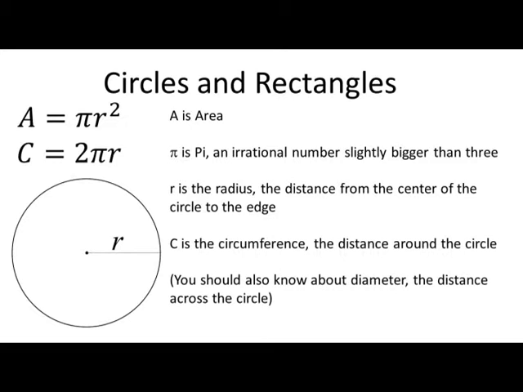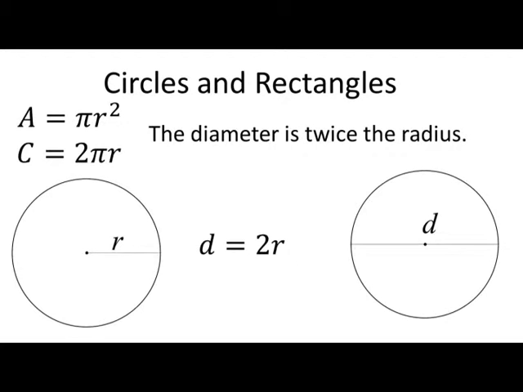In the second formula, we find the circumference. That's the distance around the circle. That's 2 times pi times r, where r is the radius. You should also know about the diameter. The diameter is the distance from one side of the circle to the other. That makes it twice the radius.